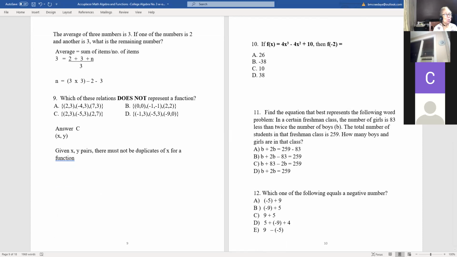But remember, you look at your XY pairs, and if your X is duplicated, then it's not a function. So only C has the X appearing the same twice here. You got it? So if you're given any other pairs, you'll be able to determine if it's a function. Right, champion.